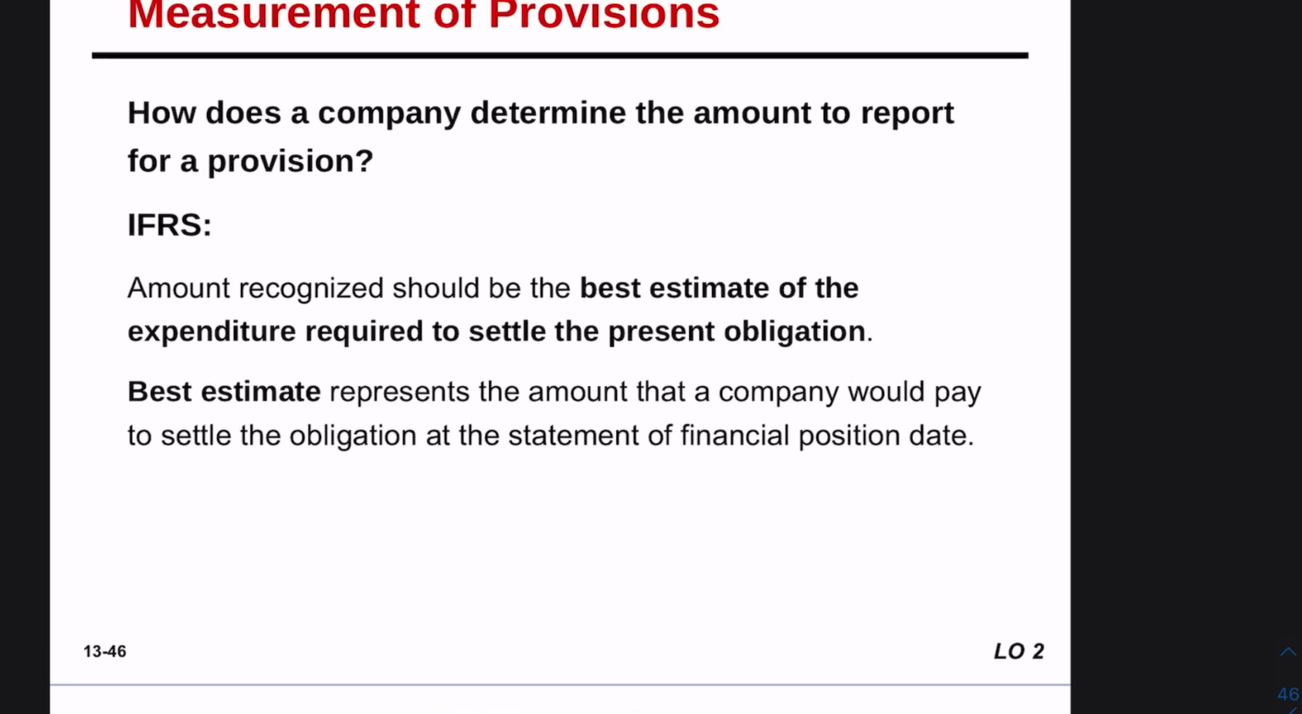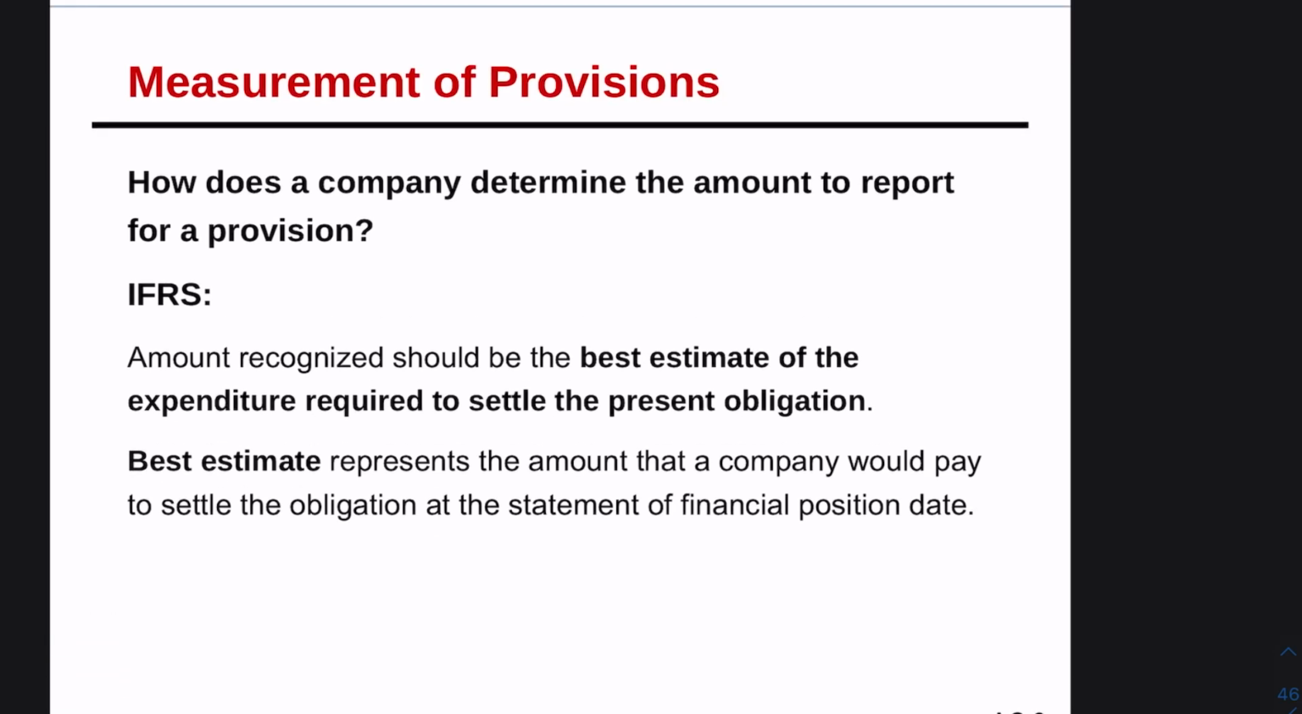Okay, so what is the measurement of the provision? Now we've learned about whether we should recognize the provision or not, but what is the amount to report? The amount recognized should be the best estimate of the expenditure required to settle the present obligation. What is the best estimate? It represents the amount that the company would have paid to settle the obligation at the statement of financial position date. And we will look at different measurements that the company could go for.